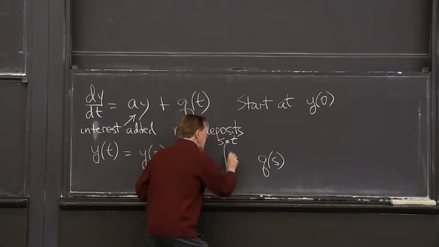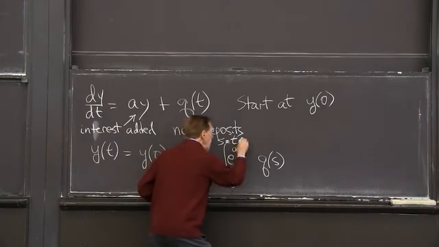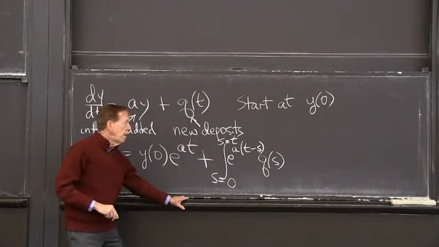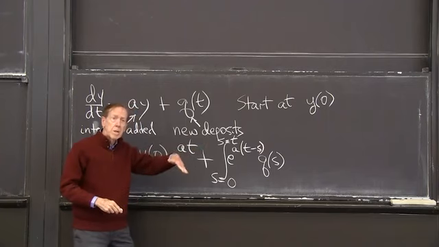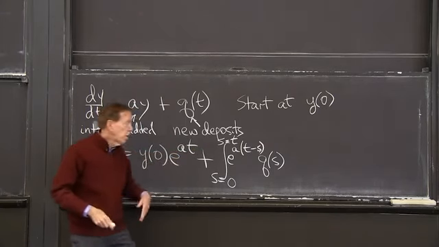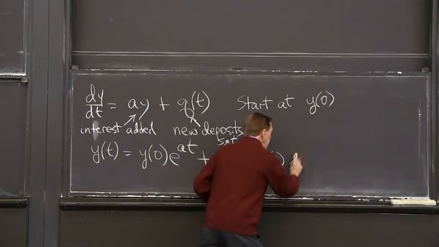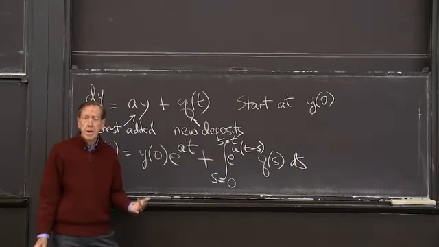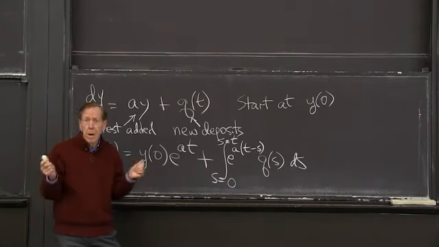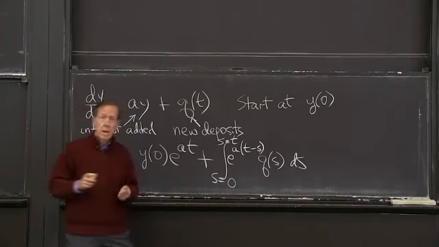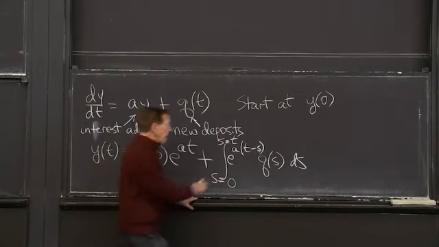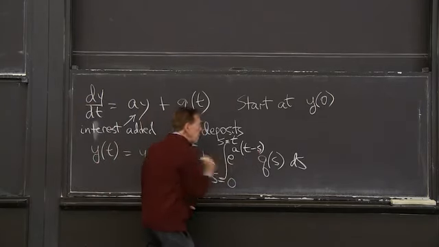So it grows by a factor e to the a times (t minus s). That's the key. And now we add up all those deposits with their growth. So that addition for continuous time, addition is integration. That's the whole idea of the integral, is add up continuously. So there's my formula that I'm hoping you will admire.